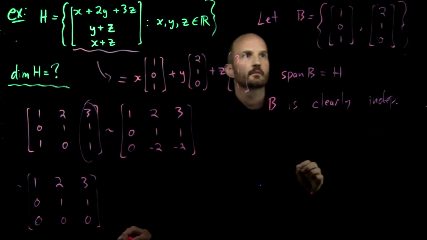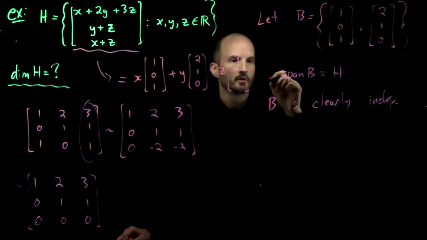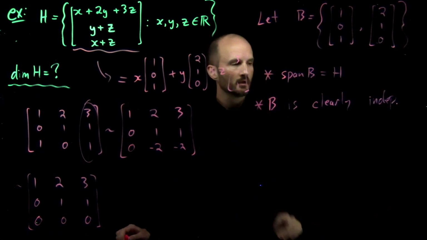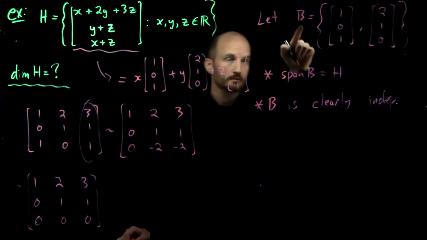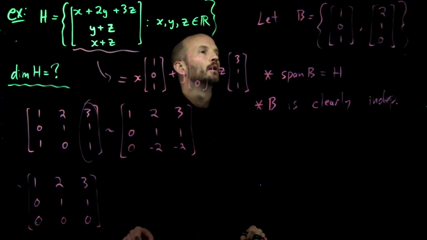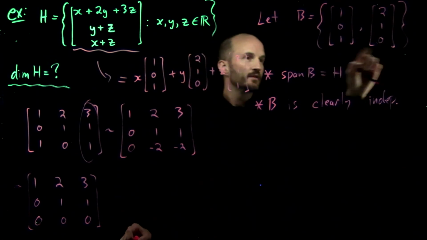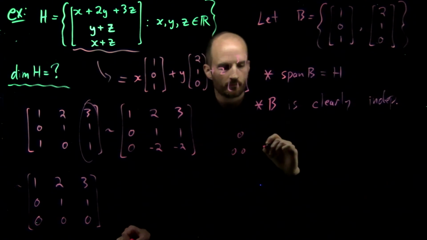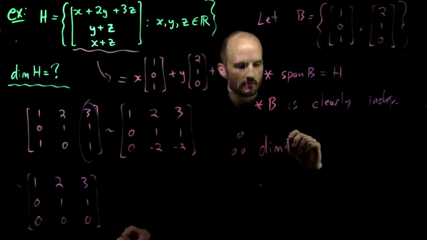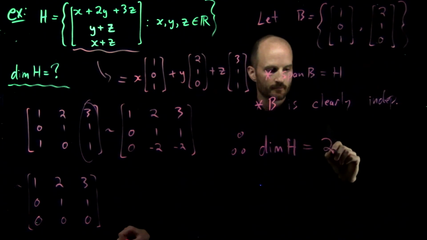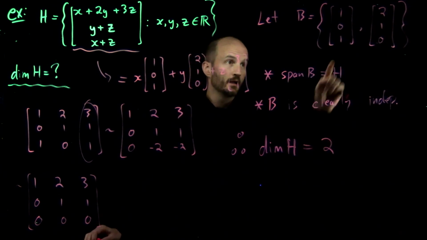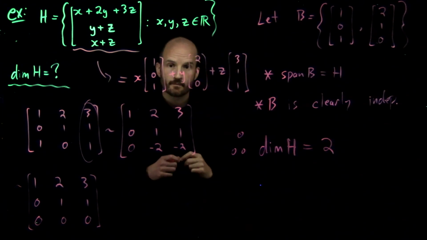So there you have it. B spans H, and B is independent, so it's a basis. So B is a basis, that's why I use the letter B. And there are two elements here. So my dimension of H is equal to 2. Because I found a basis, and that basis had two elements in it.